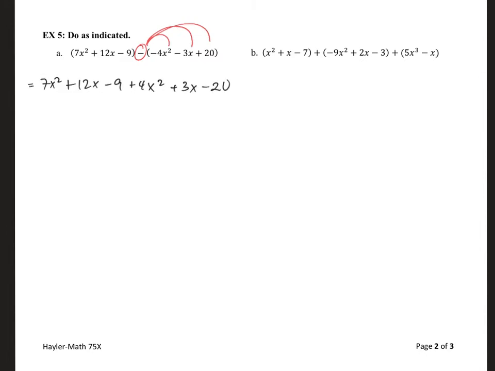So let's go ahead and combine the terms. Got the x squared there. I normally work my way down using the highest terms, so I look for the highest powers. So that's 11x squared. Now let's look for the next highest power. That's just going to be the x terms. So I have a 12x and a 3x. That's going to be 15x. And then I have a negative 9 and a negative 20, which is going to be negative 29.